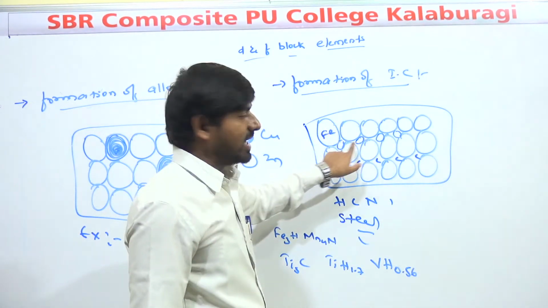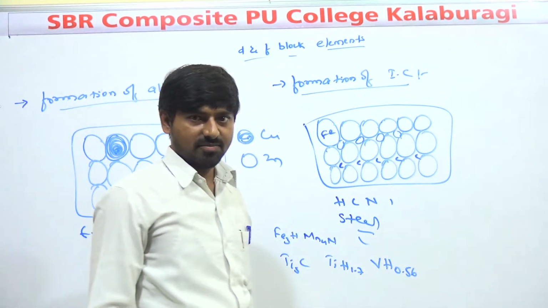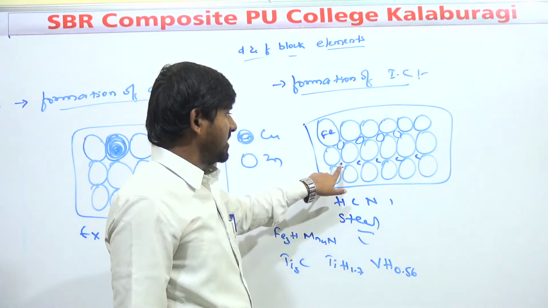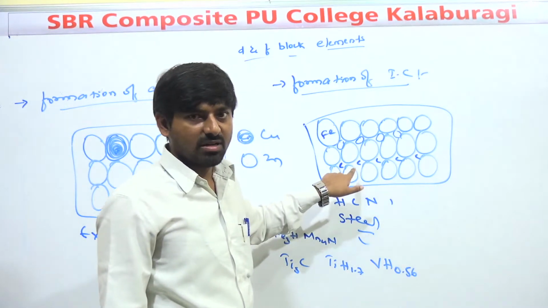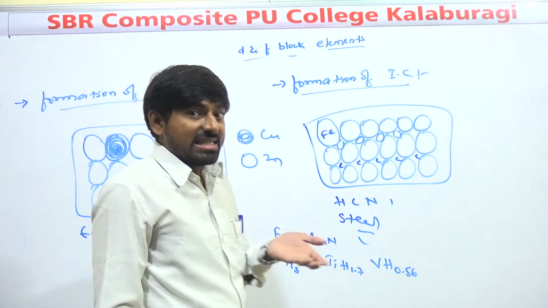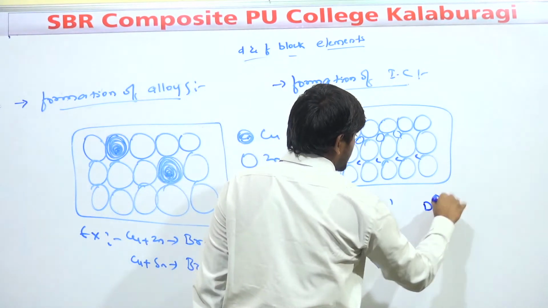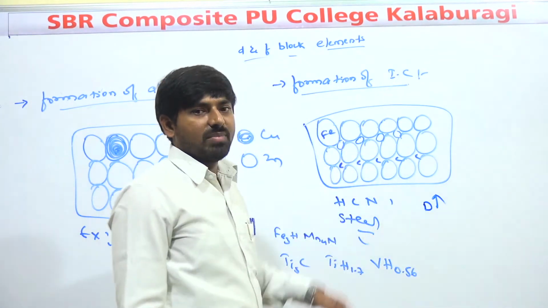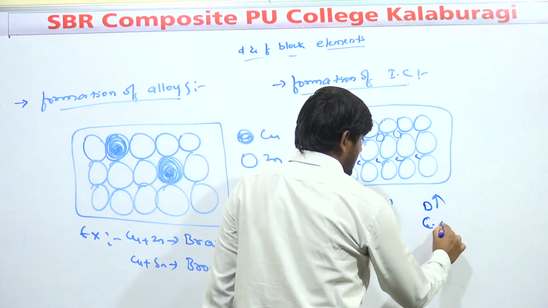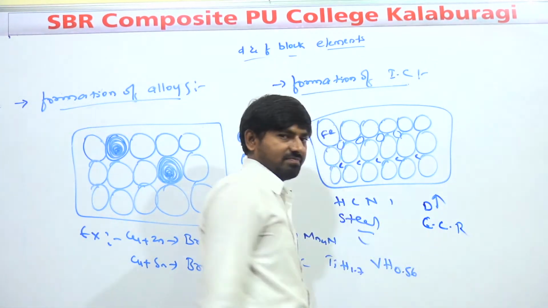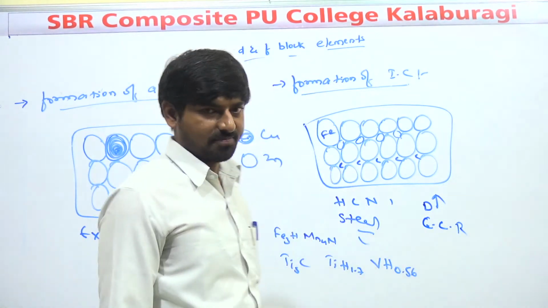Initially, in the parent atom, there were so many empty spaces present. After treating it with carbon, its empty space is filled by carbon, which means density has increased. The density of the interstitial compound is more than that of the parent atom. Electrical conductivity is retained as such. What it was previously, the same will be carried forward.